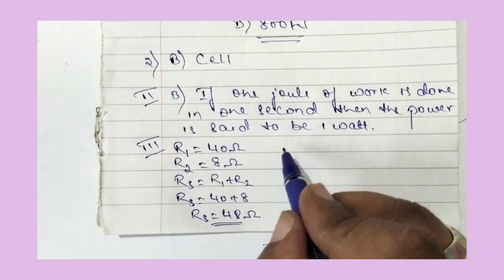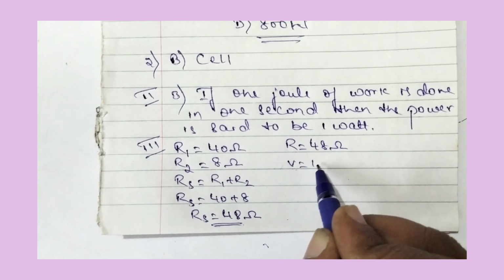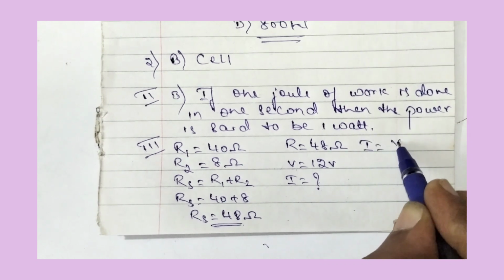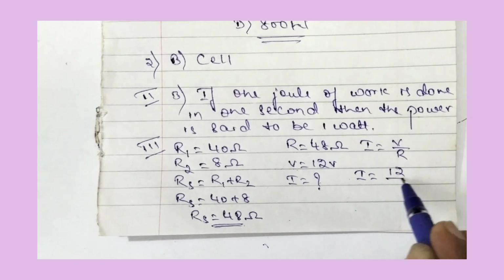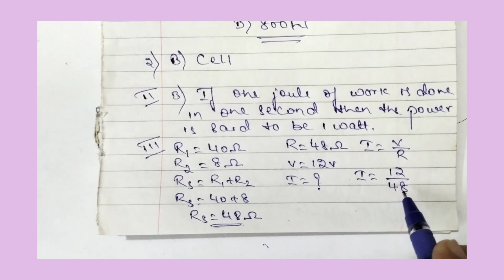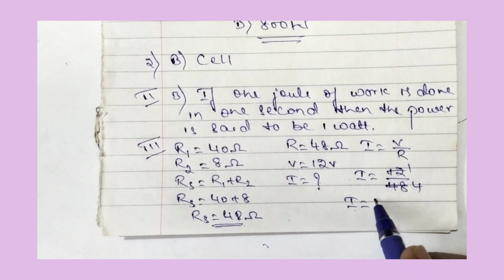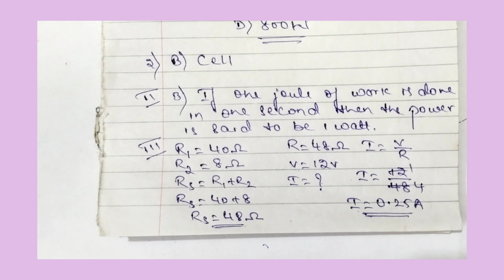Now we have to calculate the total current. So R is equal to 48 ohm, V is equal to 12 volts, I is equal to question mark. According to Ohm's law, I is equal to V by R. I is equal to 12 divided by 48. 12 ones are 12, 12 fours are 48. So I is equal to 1 by 4. 1 by 4 is 0.25. Therefore, the total circuit current is 0.25 ampere. So like this we have to calculate the total current and the total resistance.